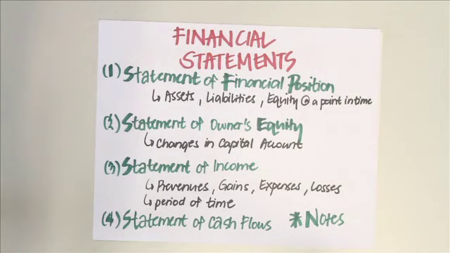Now, to make things easier, just remember that the statement of financial position provides information regarding the financial condition of the company, or simply put, its assets, liabilities, and owner's equity. The statement of owner's equity, on the other hand, presents the investment of the owner or his capital. So it also presents the changes in the capital account over a period of time. The income statement, on the other hand, presents the revenues, gains, expenses, and losses of the company over a period of time. So simply put, it provides information regarding the company's operation.